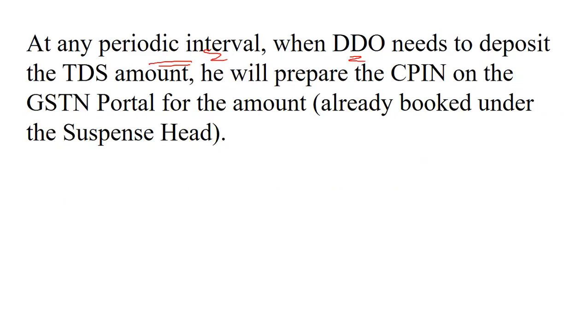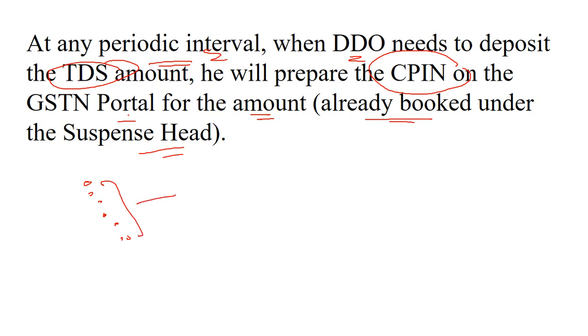When the DDO needs to deposit a TDS amount, he will prepare the CPIN, that is the common portal identification number, on the GST portal for the amount that has already been booked under the suspense head. You got it? So you are deducting the TDS from a number of bills. The TDS amount, you are keeping it in the suspense head, and from the suspense head you want to deposit this with the government.